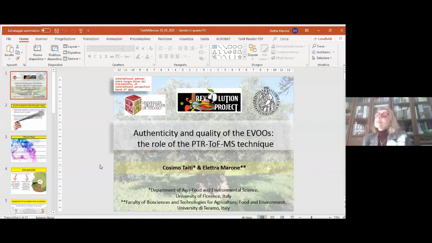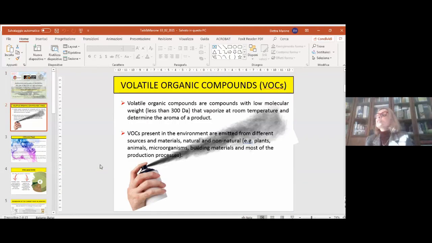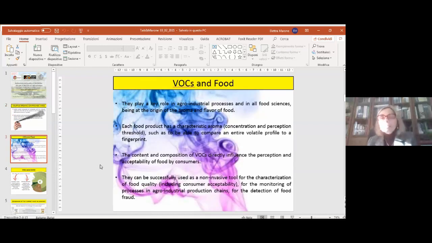Volatile organic compounds are compounds with low molecular weight that vaporize at room temperature and determine the aroma of a product. They are present in the environment and emitted from different sources and materials, natural and non-natural. Volatile organic compounds play a key role in agro-industrial processes and in all food sciences, as they are at the origin of the aroma and flavor of food.